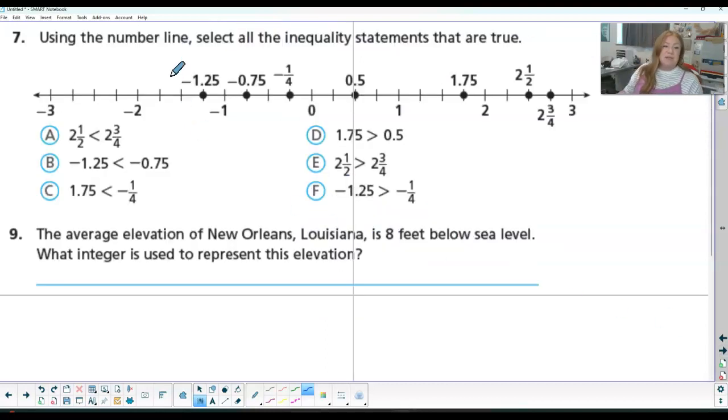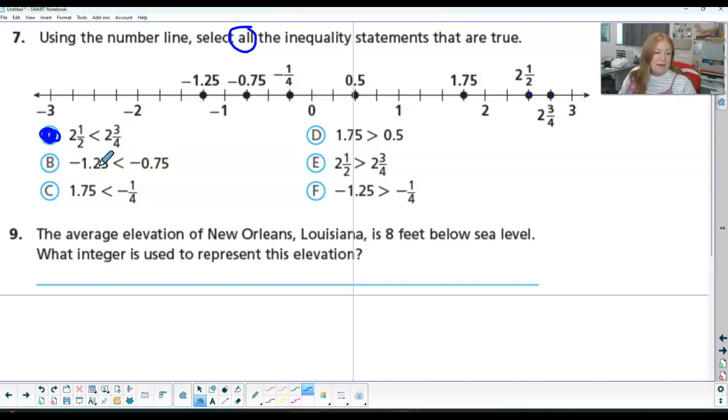Number 7 says using the number line, select all the inequalities that are true. So they've already graphed them for us. We just have to find the ones that are true. So we have 2.5 and 2 3/4. So before I even look at what they said, I'm just going to find them and I'm going to have my answer. I think 2 3/4 is bigger because it's more to the right. They also said it was bigger, so that is true.